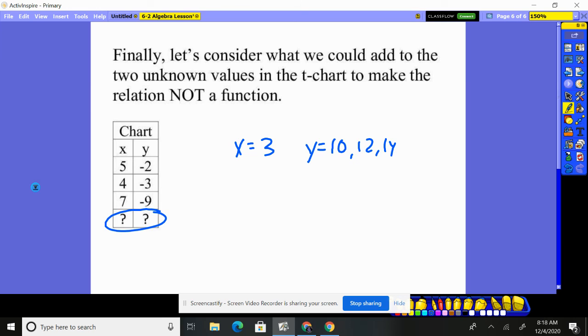Well, there's a whole bunch of things, but since they said when you plug x in to be 5, you get -2, we could say when you plug in 5, you also get 4. That would make it not a function. Or we could say when you plug in 5, you get 10, or whatever. We could also say, here it said when you plug in 4, you get an answer of -3. We could say when you plug in 4, you get an answer of 10. That would mess it up. And finally, we could also mess with the 7. It says when you plug in 7, you get -9. We could say you also plug in 7 and get 11 out. Any of those would make it not a function because it would be plugging in an x value and getting two different y values out.